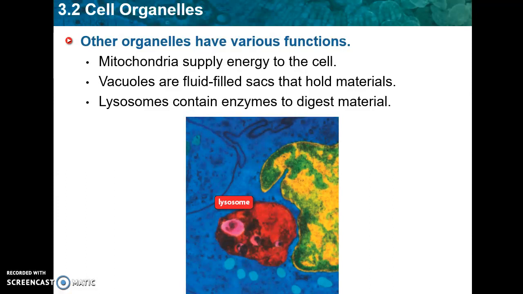Lysosomes are going to contain enzymes to digest material. So to lyse, for a lysosome to perform that function, to lyse, it's this breaking apart. And the lysosome will eat up things that aren't any good for your body. So like your white blood cells have a lot of lysosomes, so they can eat up some viruses and bacteria and things like that.